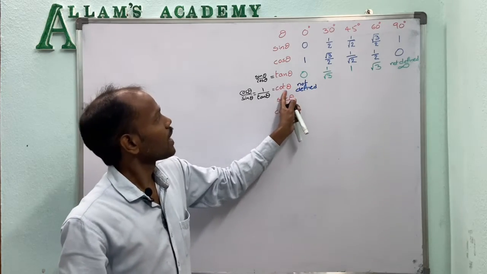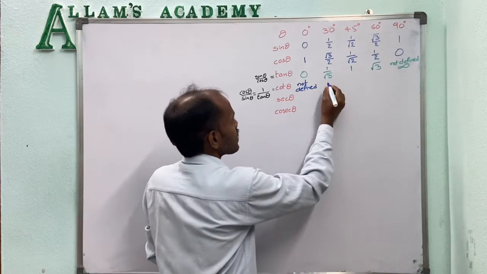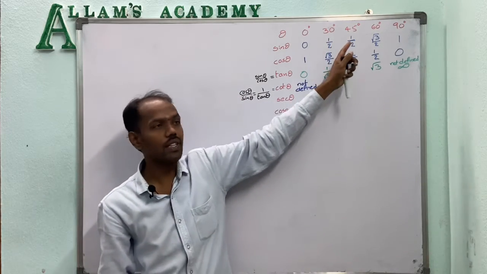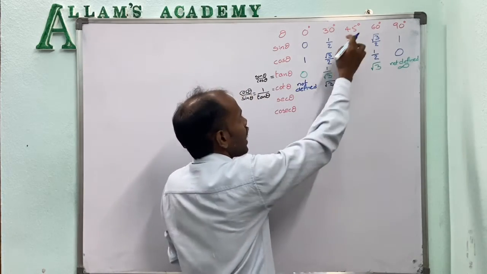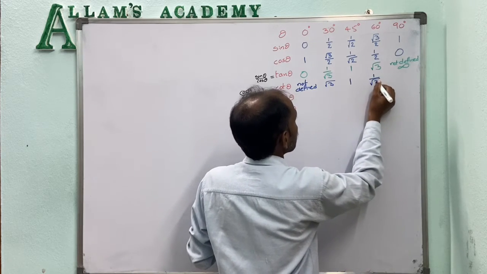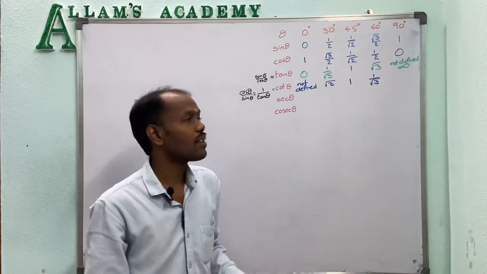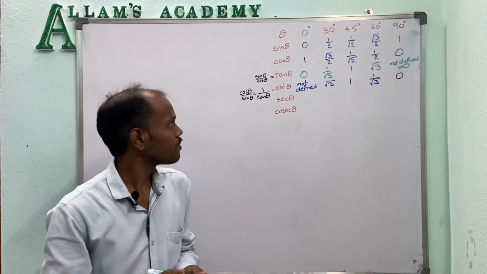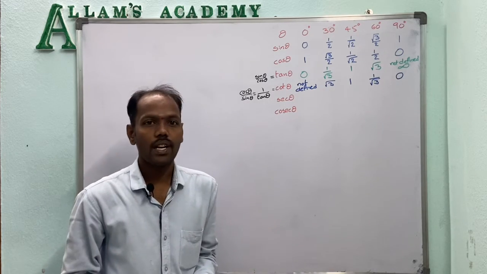Next, cot 30 equal to 1 by 1 by root 3, that is nothing but root 3. Next, cot 45 equal to 1 by 1, that equal to 1. Next, cot 60 degrees equal to 1 by root 3. Next, cot 90 equal to 1 by not defined, that is nothing but 0. Okay. It is the value of cot ratios.